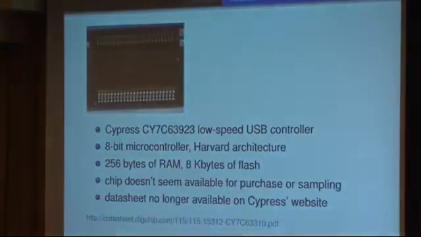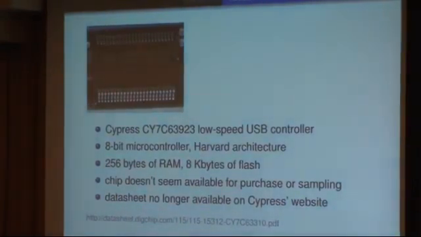So let's look at the microcontroller. It's from Cypress Semiconductor. It's an 8-bit microcontroller. It has a Harvard architecture. And there's not a lot of space in this microcontroller. There's 256 bytes of RAM and 8K of flash. So I think Apple must have the exclusive rights to this chip now, because if you go to Cypress and you want to buy this chip, or you want to request a sample, they won't send you one. And the data sheet is no longer on Cypress's website. But I was able to find it online.